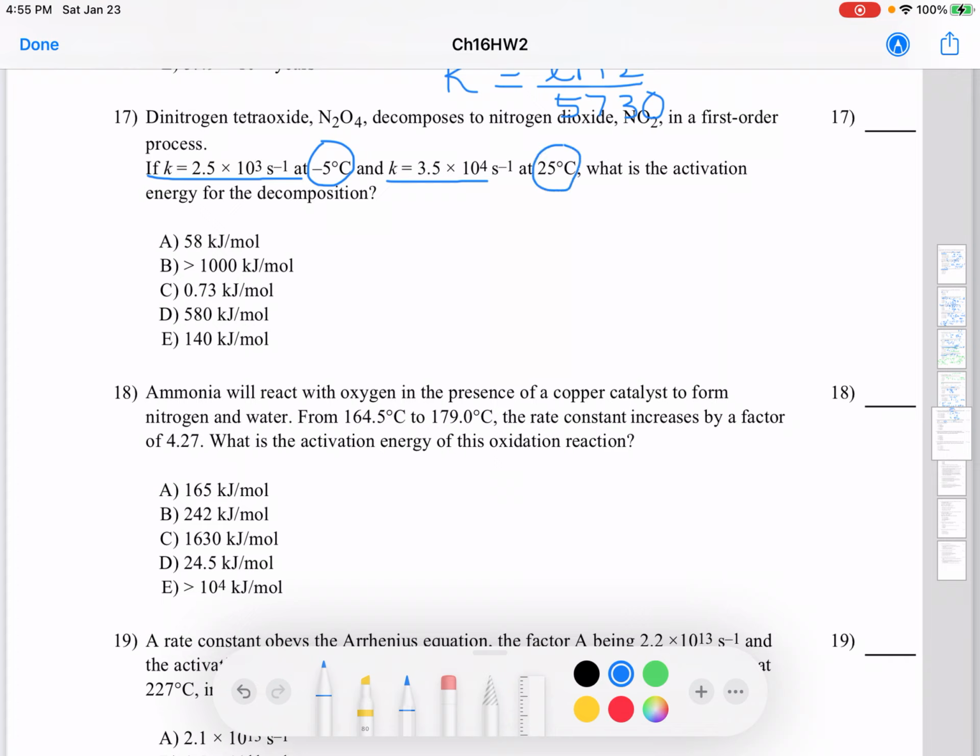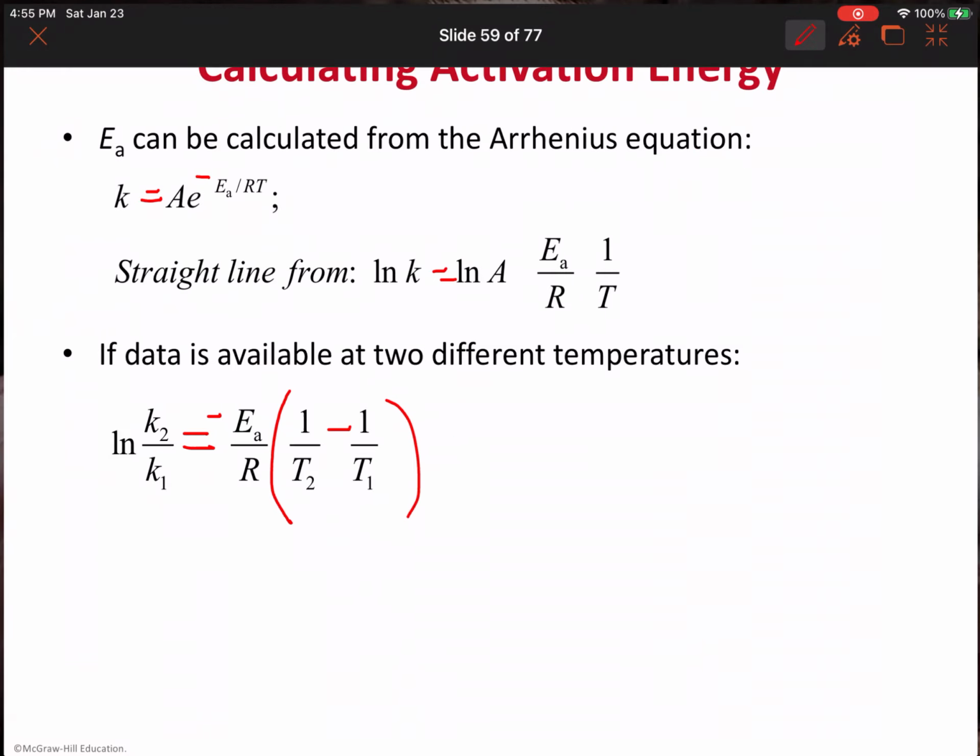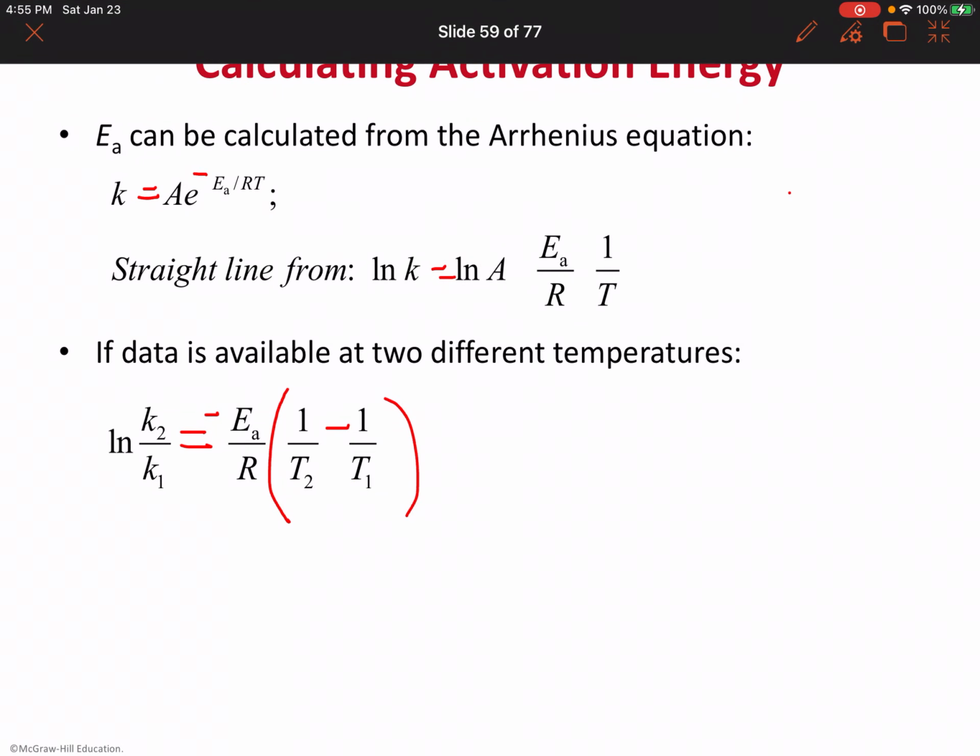Okay, so if this is K1, this is T1, and if this is K2, this is going to be T2. So we're going to use the equation. I will show you which equation we're going to be using. We will use this equation right here.